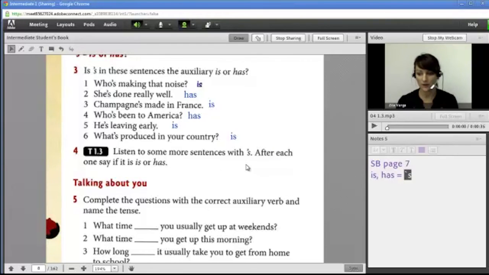They're not written down anywhere. So I'd like you to relax, open your ears, and after each sentence, just shout out, is it is or has? Tape script 1.3. Is or has.